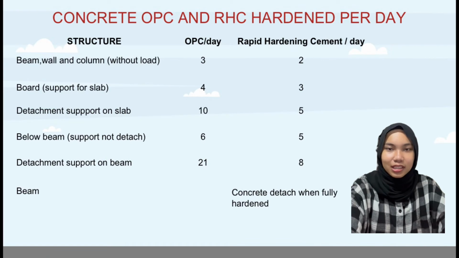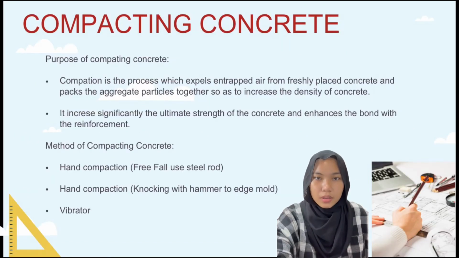Concrete OPC and RAC 100 per day. For the structure beam, wall and column without load, it takes 3 days for OPC and 2 days for RAC. Board support for slab takes 4 days for OPC and 3 days for RAC. Detachment of support on slab takes 10 days for OPC and 5 days for RAC, below beam.